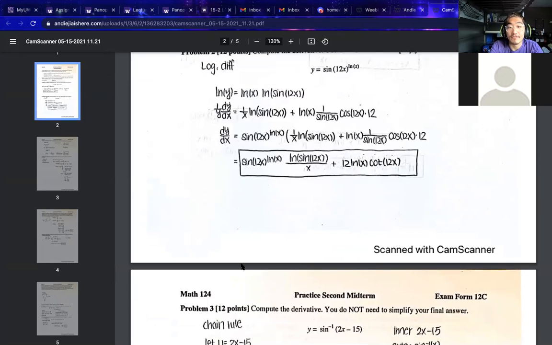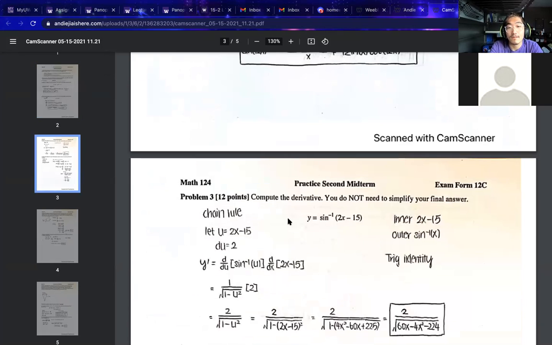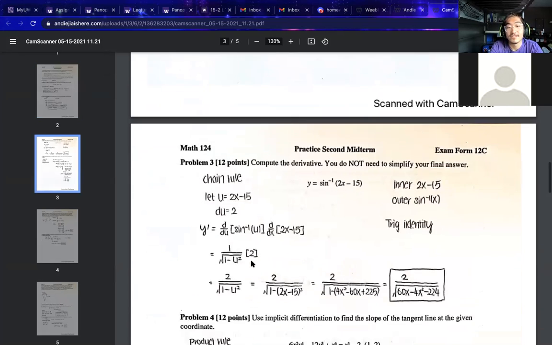Now we're going to question number 3. The third problem is another chain rule. The chain rule is in that 2x minus x to the 15, and the outer function is the inverse sine, and then plug in the trig identity, and you get 2 minus 1 over u squared. Then this is the final answer. So problem 3 is a very straightforward chain rule with the inverse trig identity.